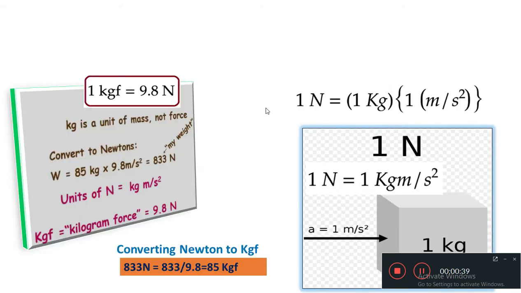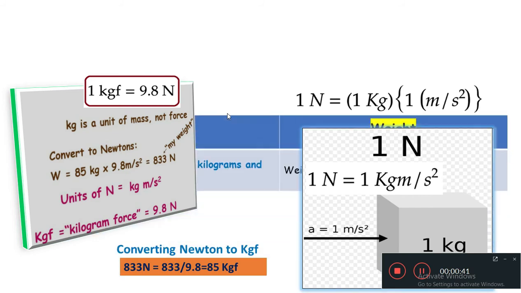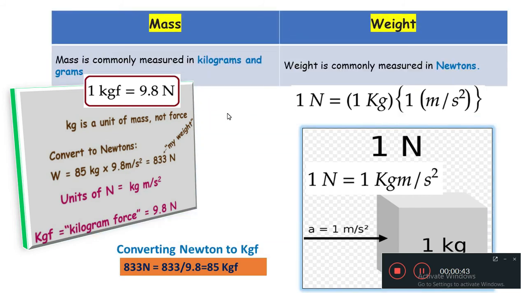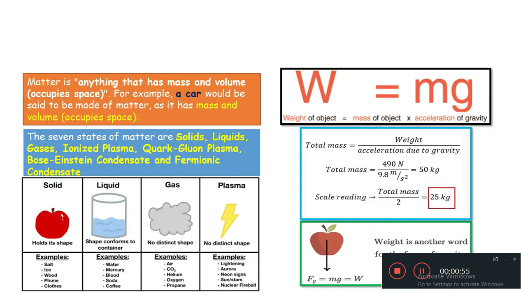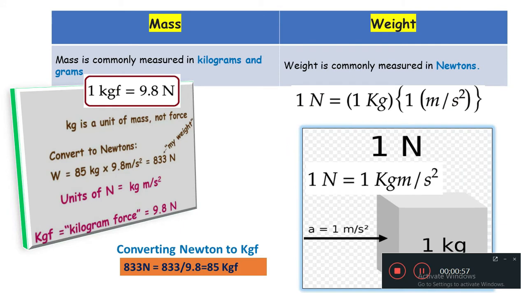So mass is commonly measured in kilograms and grams. Weight is commonly measured in newtons. So 1 kgf is equal to 9.8 newton. Kilogram is a unit of mass and not a force. Convert to newtons. Here we are going to convert 85 kilograms into newton.